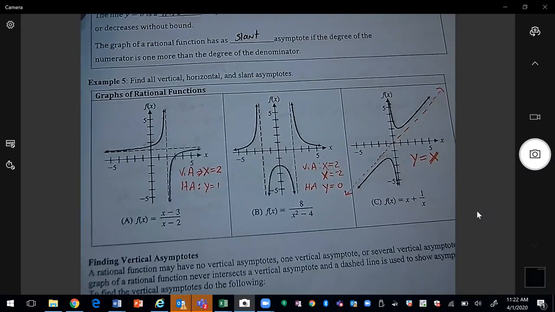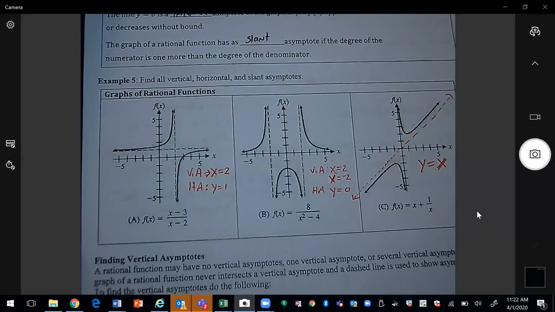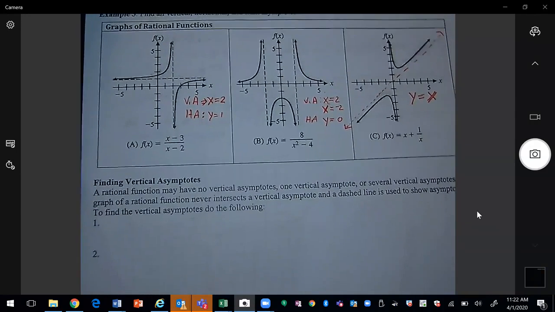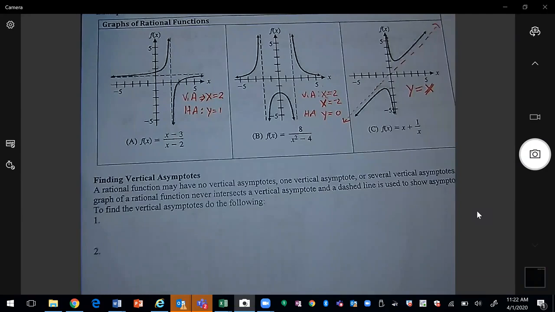Okay, so our goal for this section really is how do we find these dotted lines? That is one of the important things that we want to do. So first we'll work with the vertical asymptotes. To find them, there's really two steps.